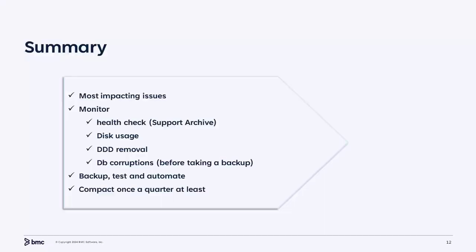Here is a summary of this presentation. The most important issues are disk full, performance issues, and data store corruption. The main discovery administration best practices are monitor, backup, and compact. We have seen that the most pertinent things to monitor are the health check, the disk usage, the DDD removal, and if possible, the DB corruptions before taking a backup. We have seen that your backup plan should be tested and automated, even if your cluster is fault tolerant. We have seen that the compaction has to be done at least once a quarter.